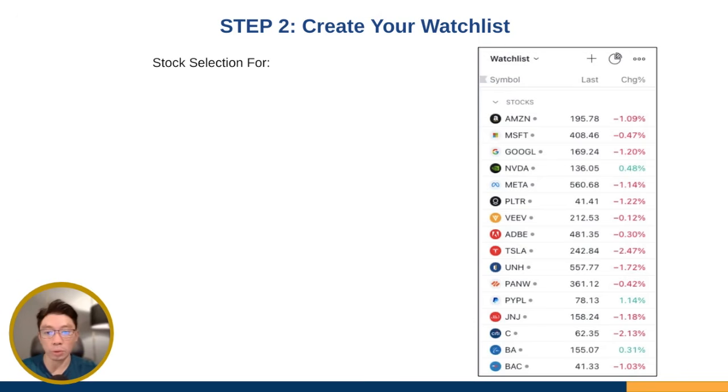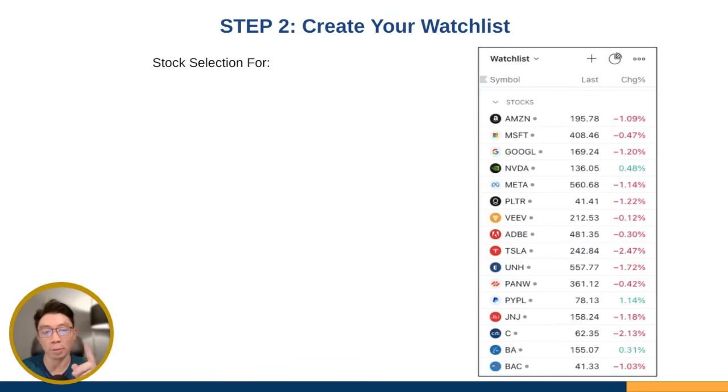Now, step 2, this is where you start to create your watch list for the strategy that you have chosen. So remember, each strategy is going to be pretty unique, and I'm just going to give you a guideline as to how you're going to choose the underlying for each of the strategies, right? Basically, each of these strategies relies on slightly different types of underlying to trade, right?